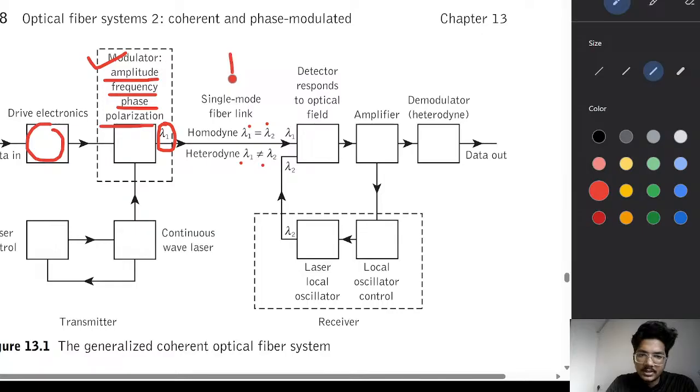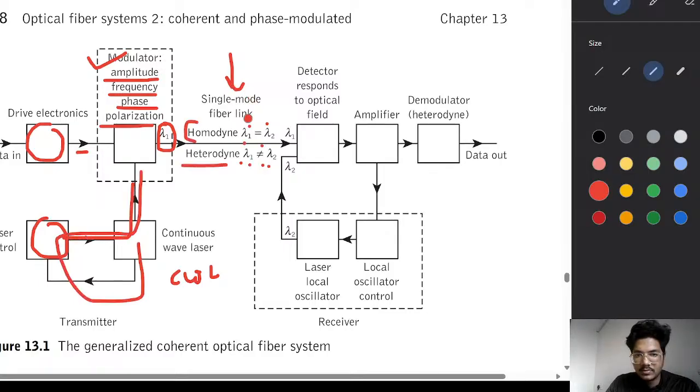This is a single mode fiber link. After that, this is a continuous wave, CW, laser. All are provided from this: lambda 1 is coming, and lambda 2 is coming, so laser control, giving this one a single mode fiber. Then lambda 1 is detected; the detector responds to the optical field in lambda 1, and then simply an amplifier, and after that the demodulator, that is heterodyne, and the data out.